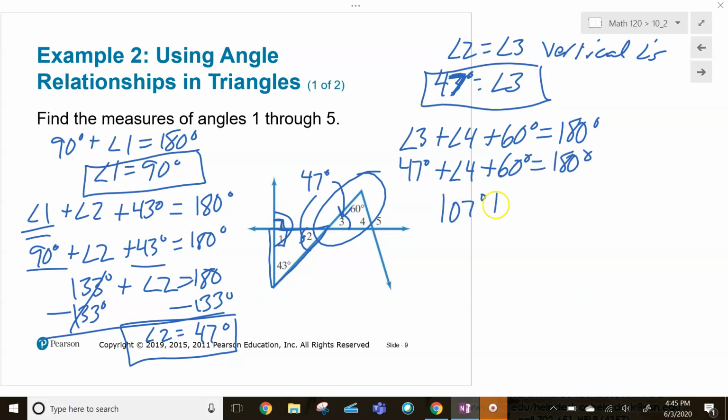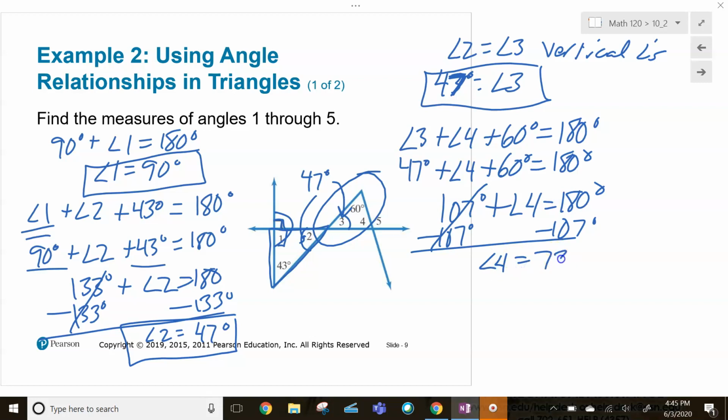So we have 107 degrees plus this angle 4 is 180 degrees. Subtract 107 on both sides. And we got angle 4 ends up being, what's that, 73 degrees.